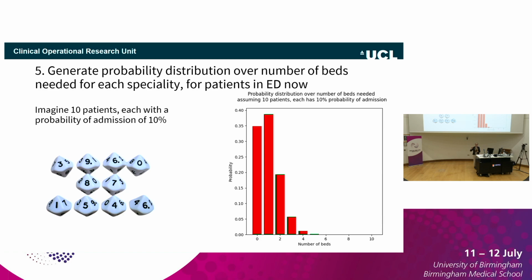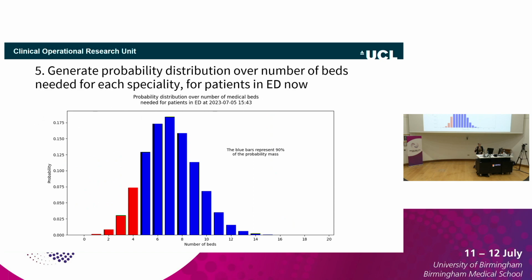We've got their individual probability of admission, which is personalized. It varies patient by patient. But we are taking those individual probabilities and aggregating them in this way to get a probability distribution over the number of beds needed for patients in the A&E at that moment in time when those predictions were made.